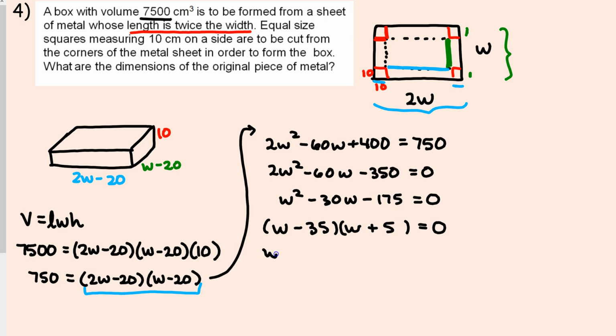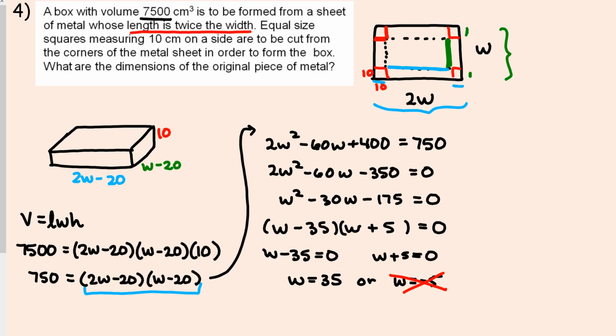And then we set each factor equal to 0. W minus 35 equals 0, or w plus 5 equals 0. And then we can solve each one. W equals 35, or w equals negative 5. Now, think about the situation. W was the width of the piece of metal. There's no way for it to be negative. That doesn't make sense. So we eliminate that extraneous answer. W equals 35 could make sense.